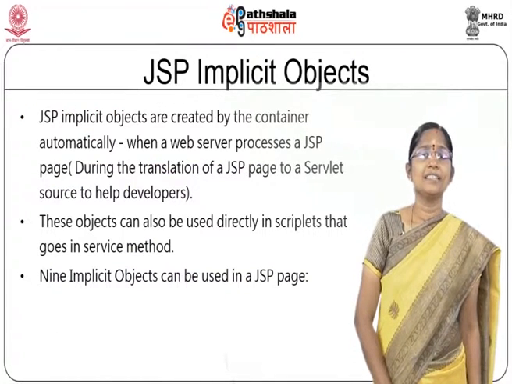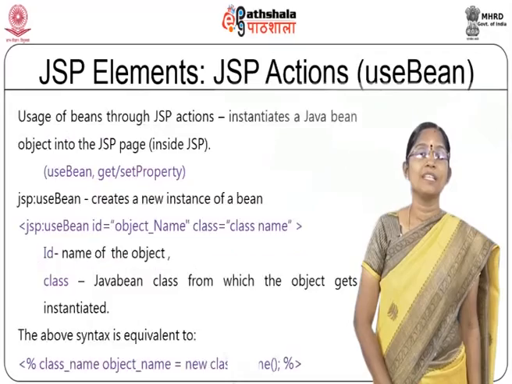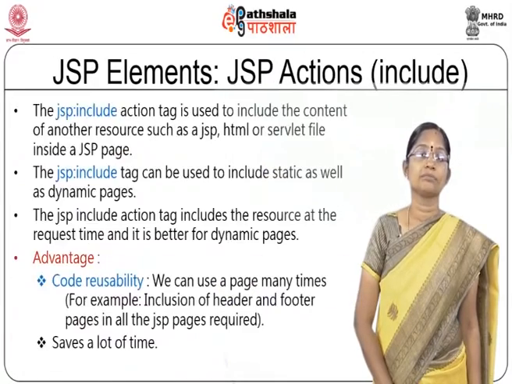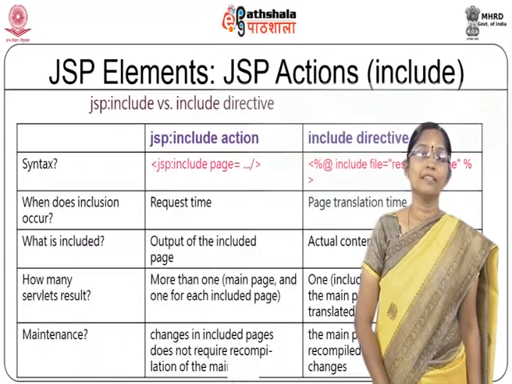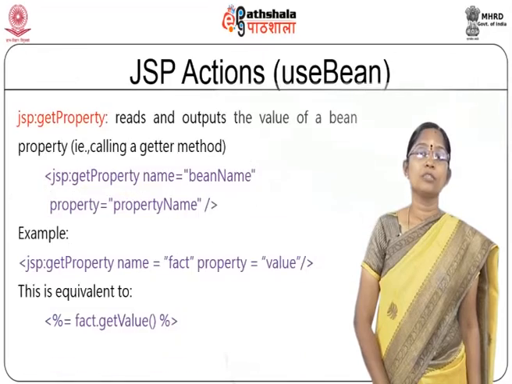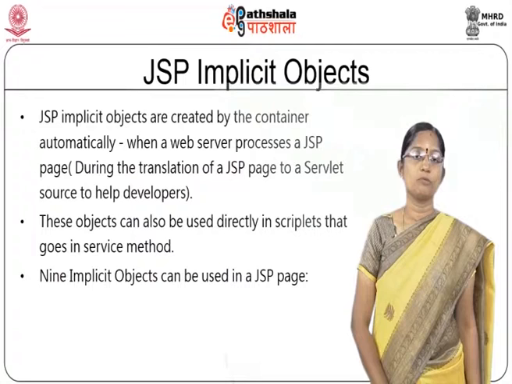Now, these are the action tags we have seen. Let me summarize once again. We have seen the action tags parameter, include, forward, useBean along with setProperty and getProperty. Now let us look at the next topic, which is called JSP implicit objects.